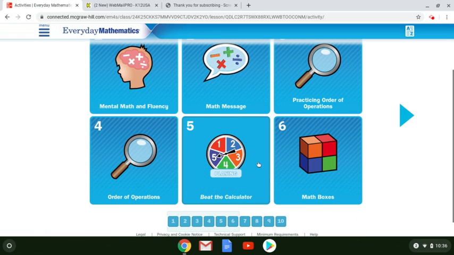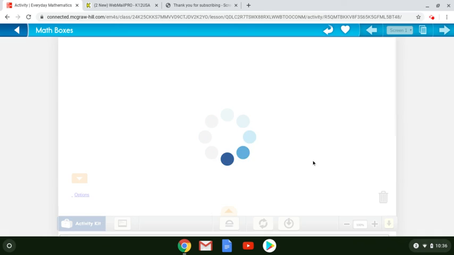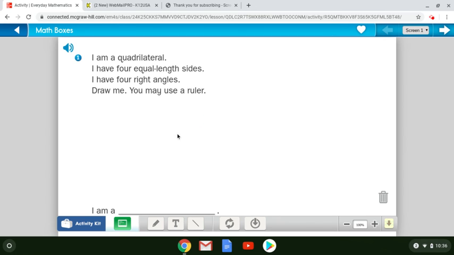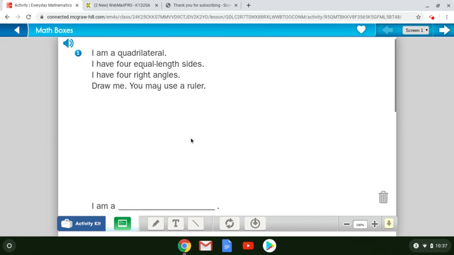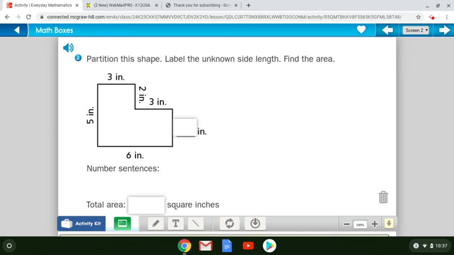And then you have Beat the Calculator. You can use that to practice your facts. Your math boxes are here, which you can complete. I'm going to click in here for a minute and show you this. And your math boxes you can complete here. If you are working in your notebook, you can just solve this right in your notebook. And then you just advance to each question here for your math boxes.